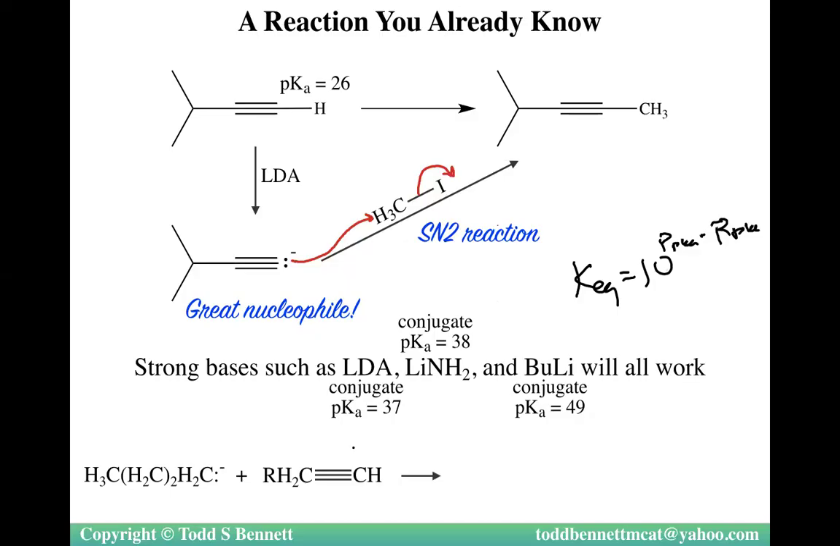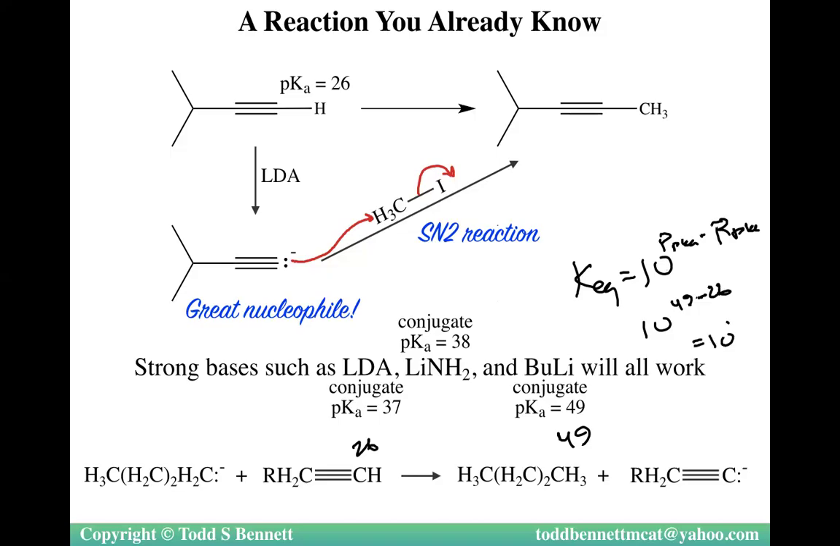And so if this is 26, and then the product we form is 49, 10 to the 49 minus 26. Maybe make that a little more size relevant. Was 10 to the 23rd, highly favorable reaction. Okay, so we're set. This is definitely a reaction that you will see when you deal with alkynes.